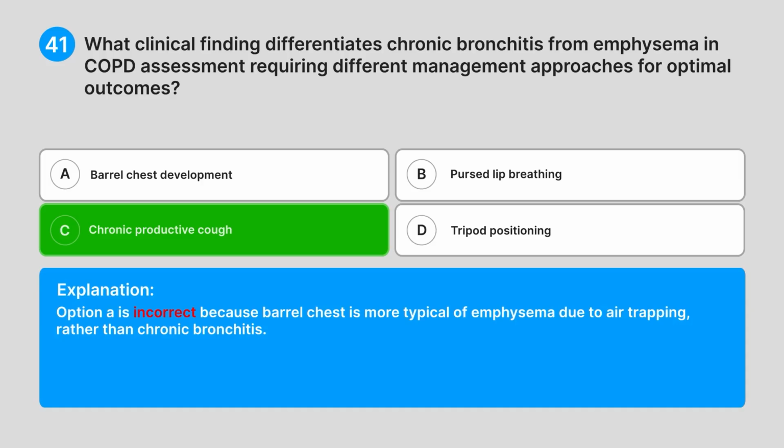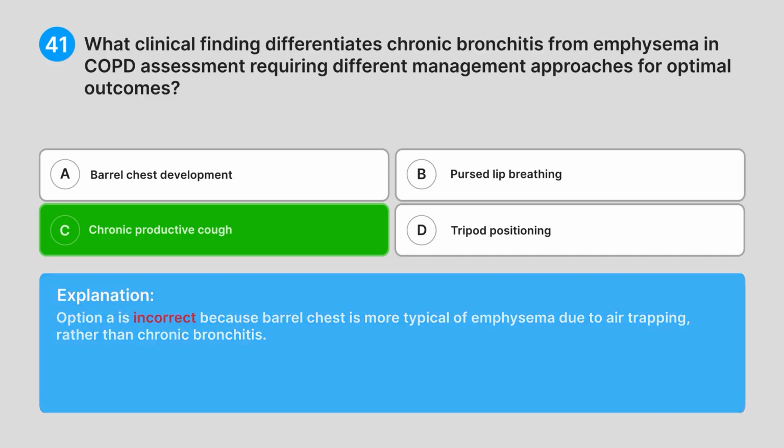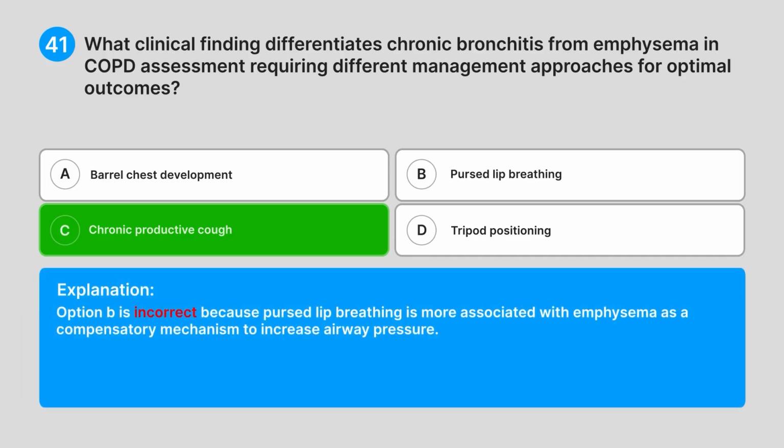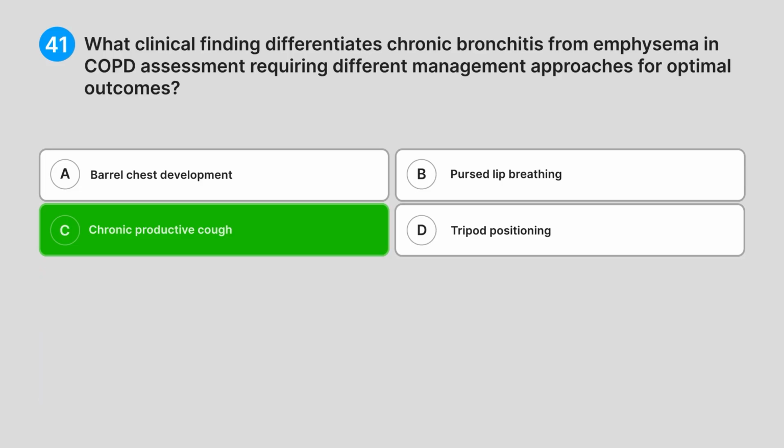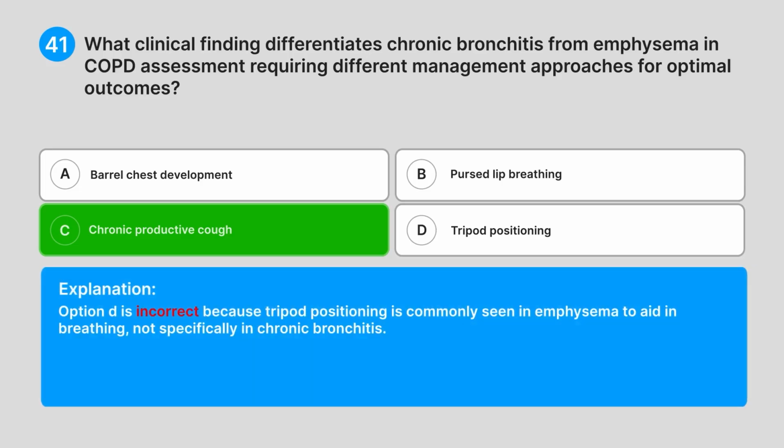Option A is incorrect because barrel chest is more typical of emphysema due to air trapping, rather than chronic bronchitis. Option B is incorrect because pursed lip breathing is more associated with emphysema as a compensatory mechanism to increase airway pressure. Option D is incorrect because tripod positioning is commonly seen in emphysema to aid in breathing, not specifically in chronic bronchitis.